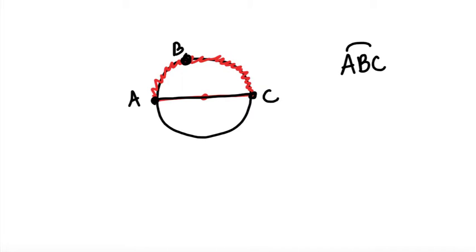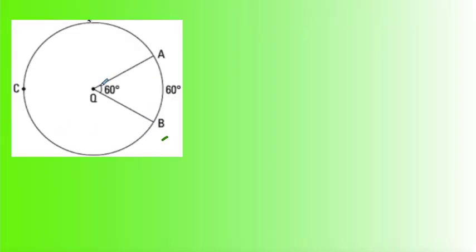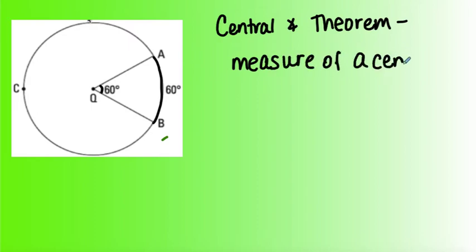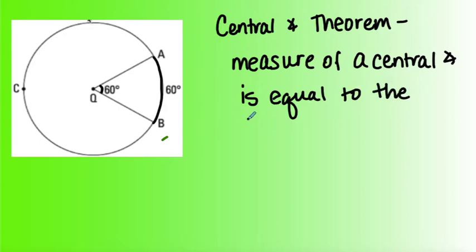All right, so let's look at a circle. So here is a central angle of a circle. It's 60 degrees. And what you may notice is that the arc that it creates is also 60 degrees. That's called arc measure. And there is a theorem called the central angle theorem. The central angle theorem says that the measure of a central angle is equal to the measure of the arc.